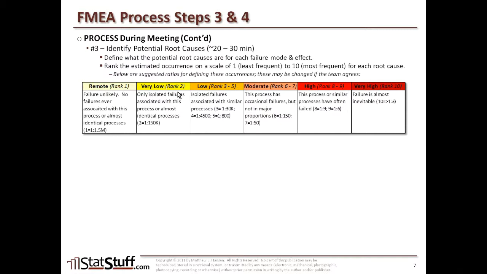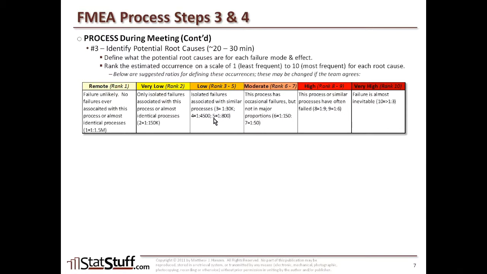For the very low ranking of 2, we might say this is where it's only isolated failures associated with this process, or almost identical processes. Again, we might give it some objective value of 1 occurrence out of 150,000, 1/10 of what we had defined as remote. For a scale of low, where the ranking is somewhere between 3 to 5, this is where we have isolated failures associated with similar processes. And again, whether we call it a 3, 4, or 5 depends on how frequently this kind of thing occurs.